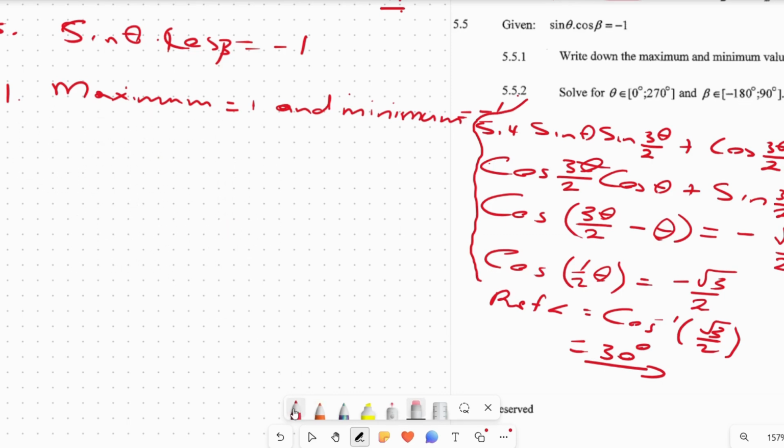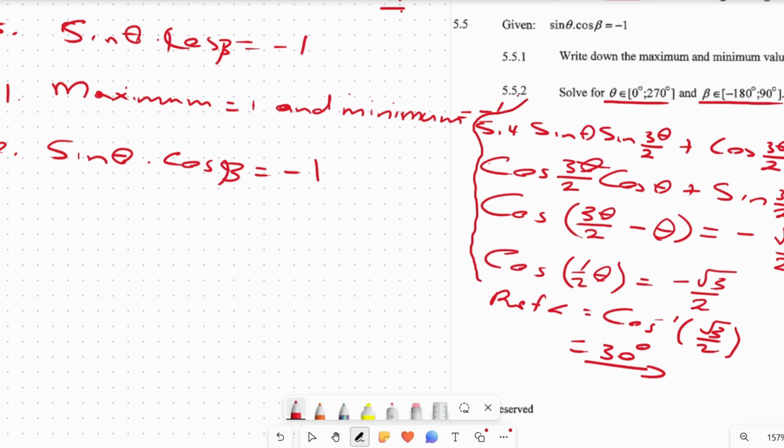Then let's go to 5.2. They say solve for theta between the given limits, and for beta between the given limits. Okay, now I want you to understand what I'm going to say here. Remember, I have sine theta times cos beta equal to -1. So when can you multiply these two things and get -1?